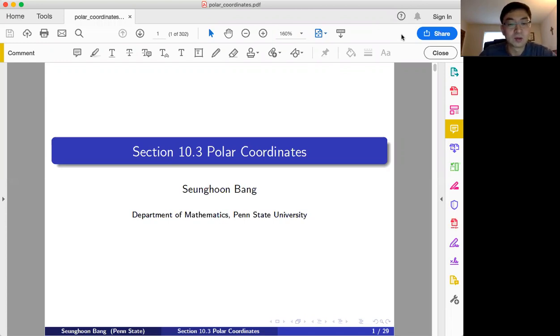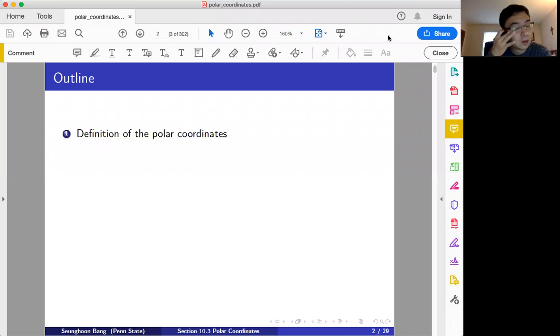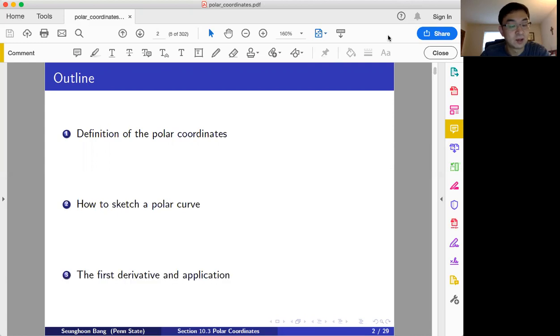Okay, today I want to talk about section 10.3, the polar coordinates. This is the outline. I want to talk about the definition of the polar coordinate. The second one, I want to talk about how we can sketch a polar curve. The third one, first derivative and application. I can talk about these kinds of things.